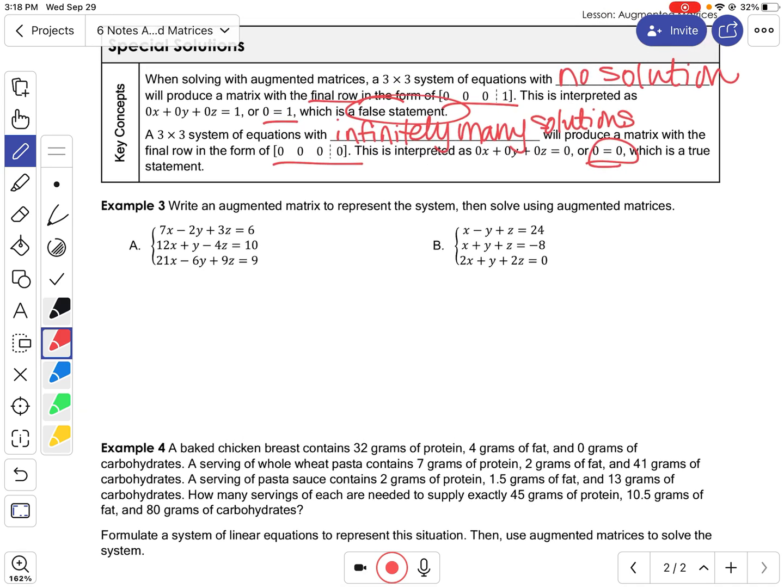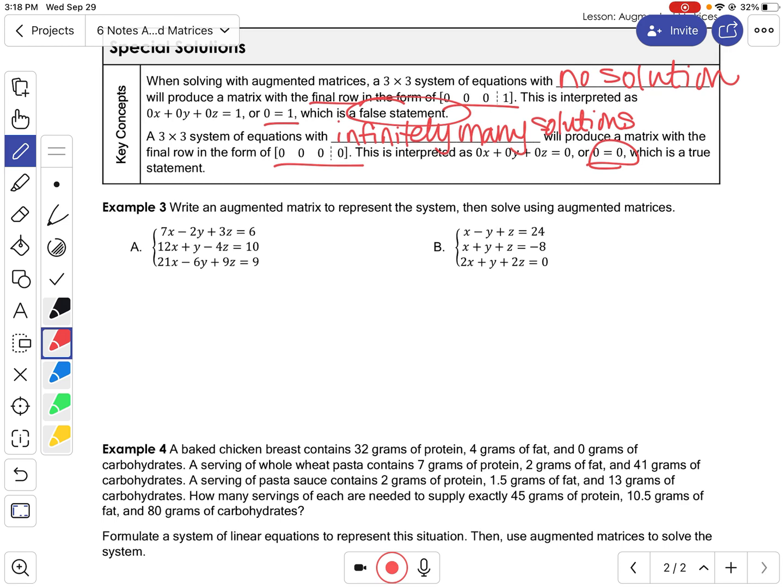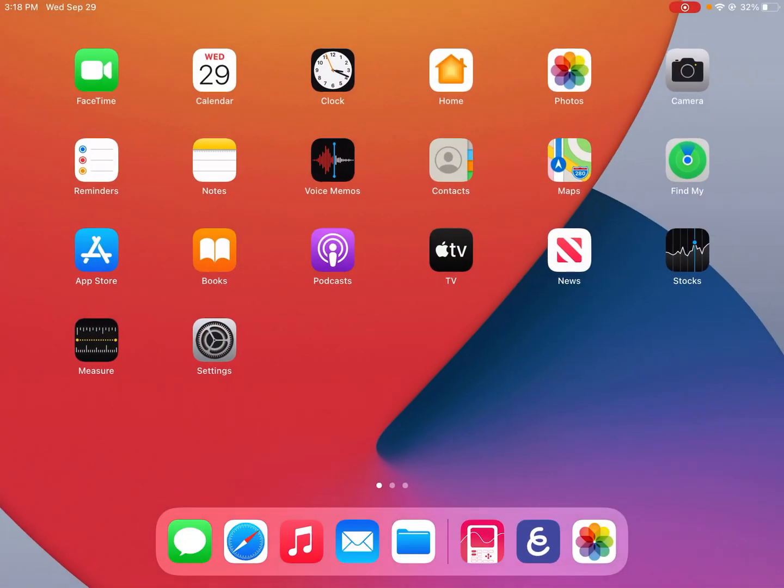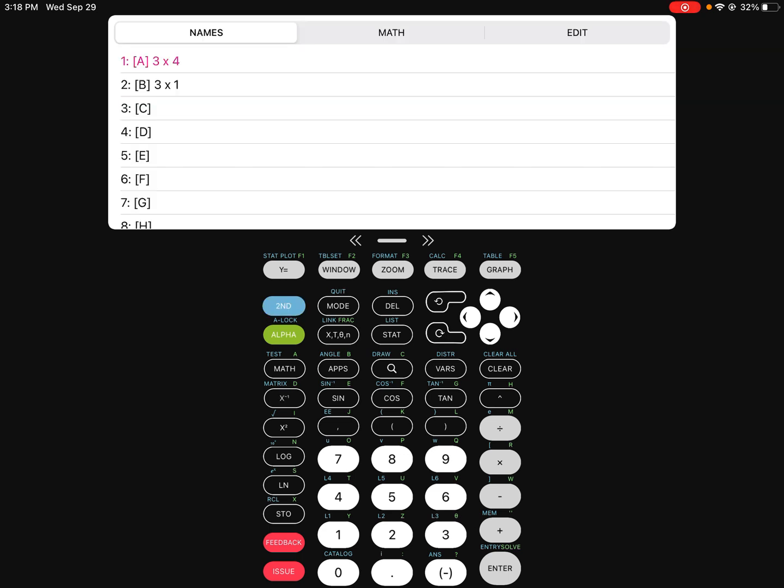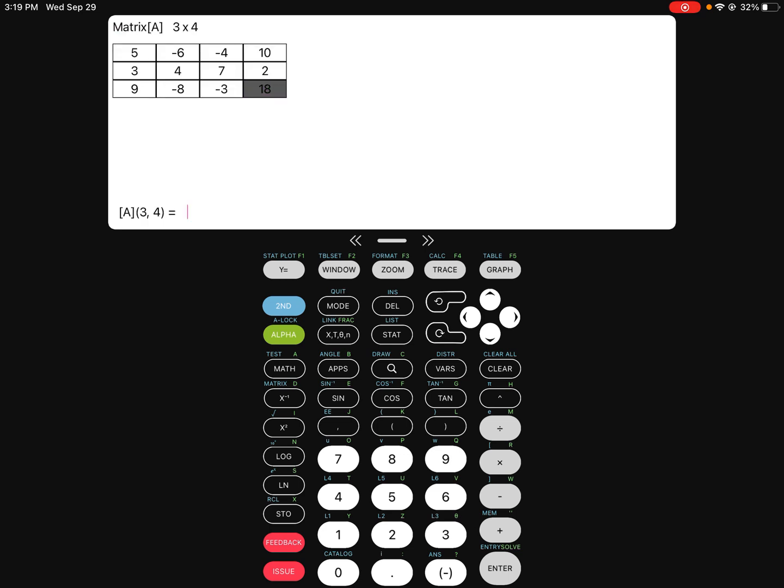Okay, so let's look at example 3. Write an augmented matrix to represent the system and then solve it. So I'm doing the same thing that I was doing on the front. I'm going to set up my coefficients: 7, -2, 3, 12, 1, -4, 21, -6, and 9. And then draw your dotted line straight through and put your constants. So I'm going to type that into the calculator. So second matrix, I'm going to go to edit. I'm going to type into A, it's a 3 by 4.